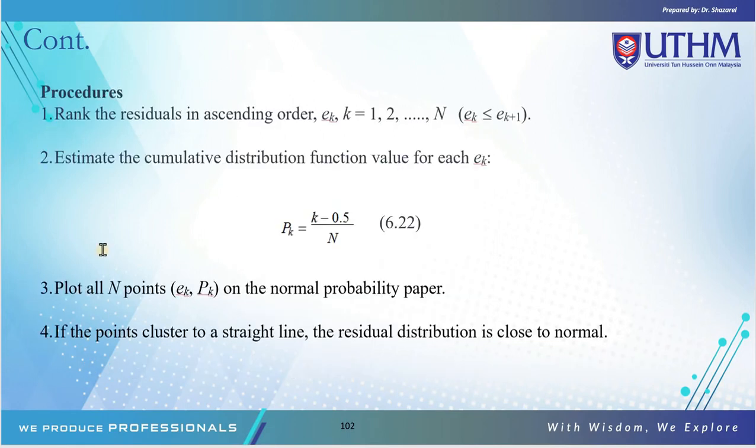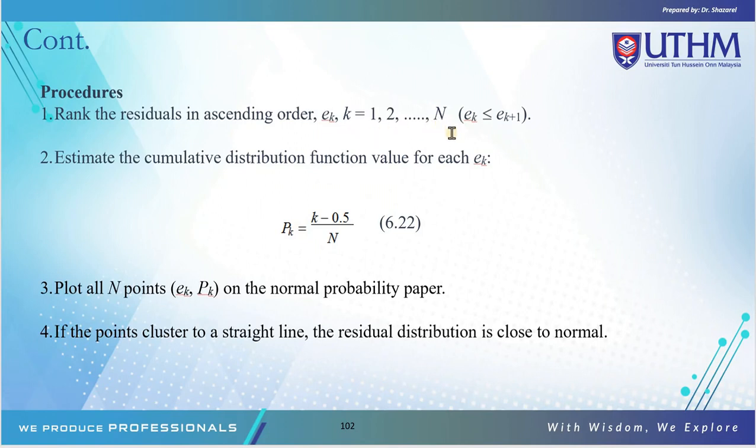There are several procedures that need to be undertaken. The first one is to rank the residuals in ascending order, the smallest first and then the largest. And then we estimate the cumulative distribution function for the ek, using this formula, where k is the order of each residual, k equal to 1 until n.